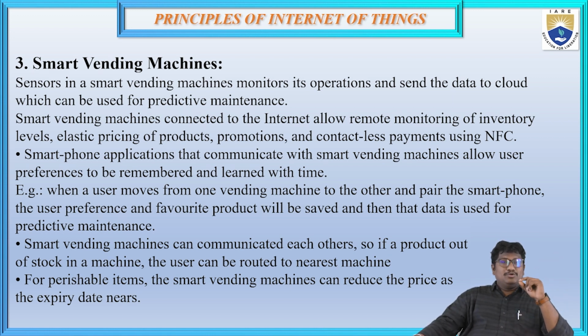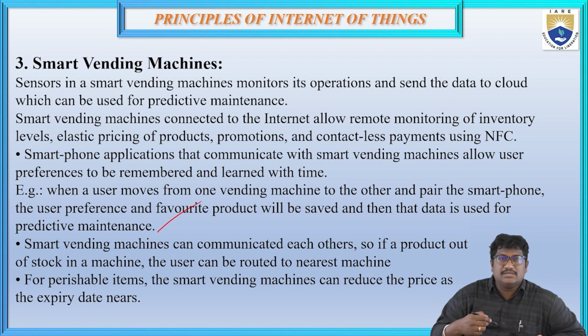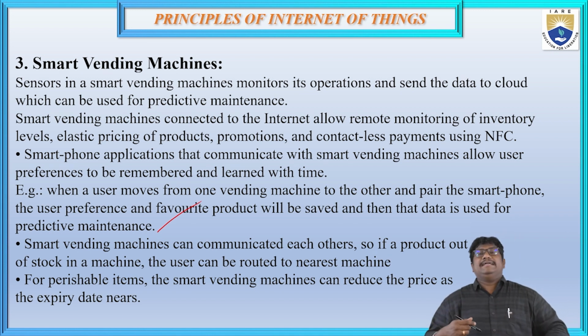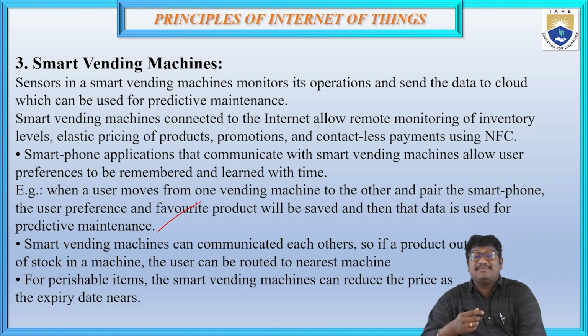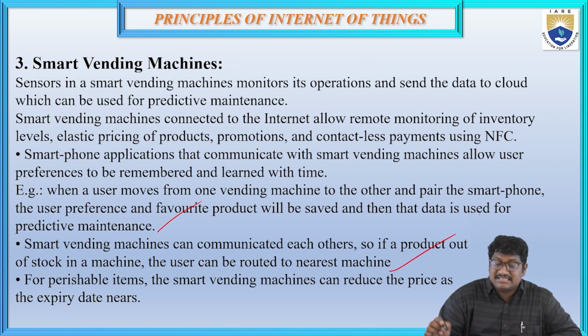And here, by using smartphone applications also, we can communicate with these vending machines. Take an example here. Suppose I am a user who is moving from one vending machine to another vending machine, which is paired with a smart device. My favorite product will be saved in that data, which is for the predictive maintenance system. So the smart vending machines communicate with each other. If a product is out of stock, then the user is rerouted to the nearest machine.